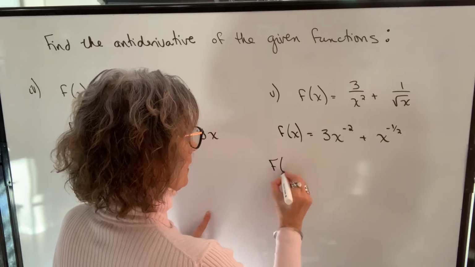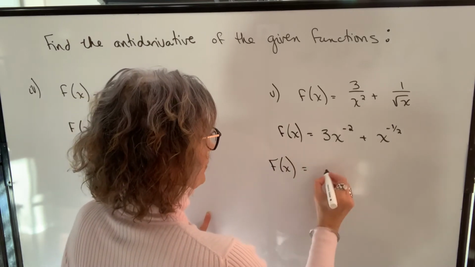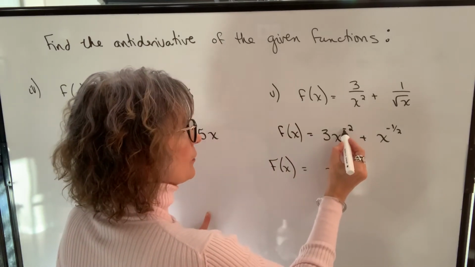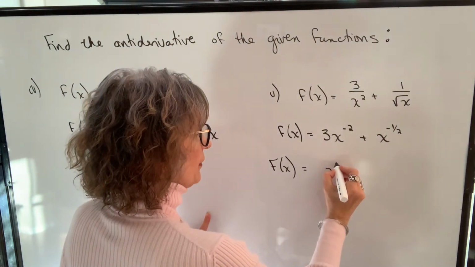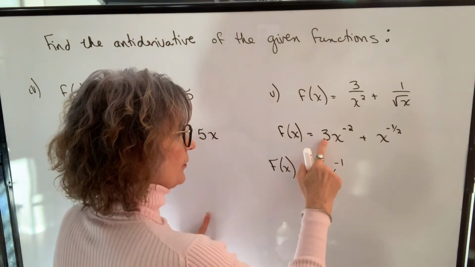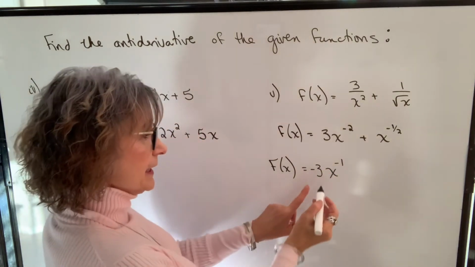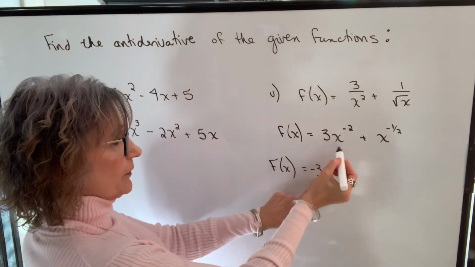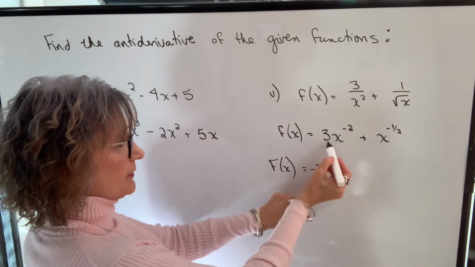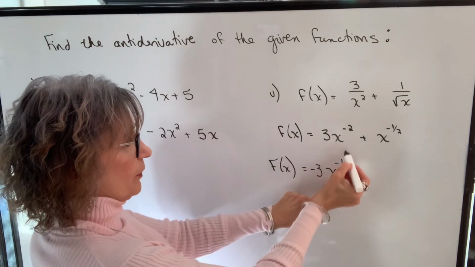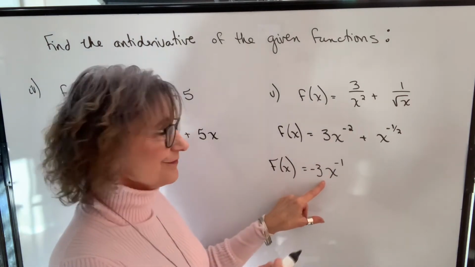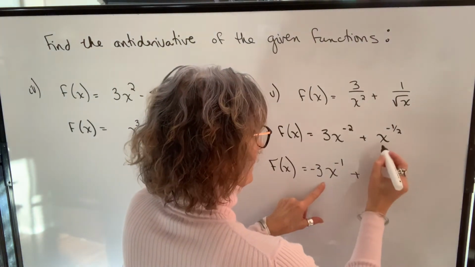Now I'm going to find the antiderivative. So I start with the power of x. So negative 2 plus 1 will be negative 1. I divide 3 by negative 1 and I get negative 3. Does the derivative of this equal this? Negative 3 times 1 is 3 times x to the negative 1 minus 1, negative 2. It works.